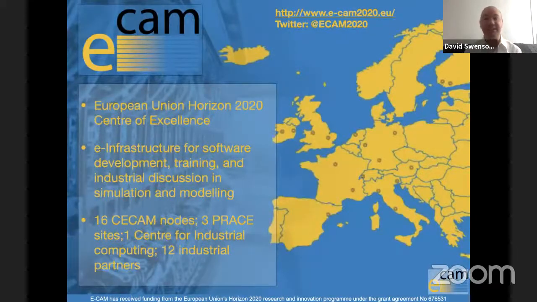ECAM is a European Union Horizon 2020 Center of Excellence. At ECAM, we're really focused on preparing the world of computational chemistry for the next generation of supercomputers, for exascale computing. And so we do that through software development, training, and discussions with industry. Obviously, this is one of our training events. ECAM is made up of 16 CCAM nodes, 3 PRACE sites, a center for industrial computing, as well as 12 industrial partners.